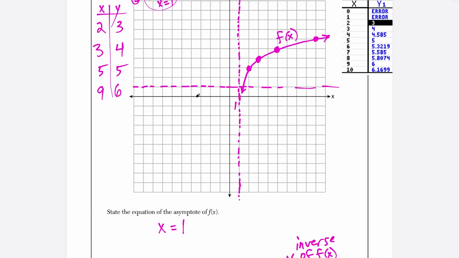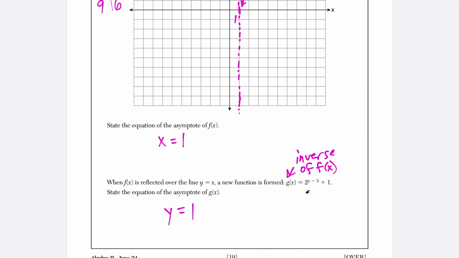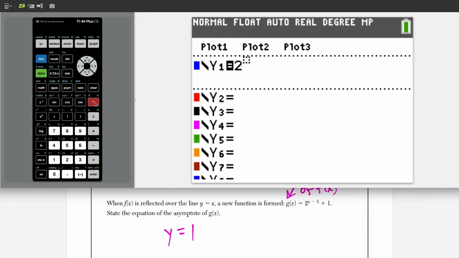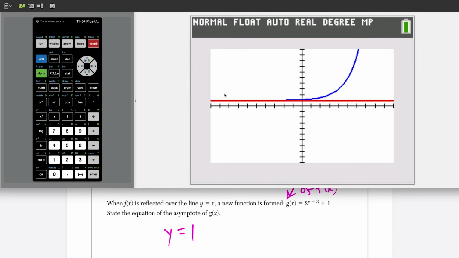So I don't actually have to draw g of x or its asymptote on the graph. I have the option to do that, but that's just a tool to help us see what the actual asymptote is. Or we could just graph g of x. So let's type in g of x. We have 2 to the power x minus 3, and then we get out of the exponent by hitting the right arrow, and we write plus 1. And now I'm going to also graph the horizontal asymptote y equals 1. And notice we have the graph in blue and we have the horizontal asymptote in red.